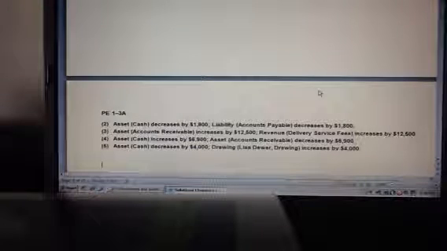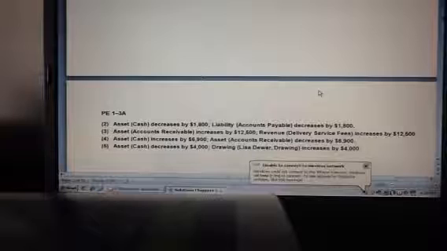Item 4, received cash from customers on account, $6,900. So you could tie this back in with part 3. Now we're collecting maybe part of that $12,500. We're collecting $6,900 of it on account, which means accounts receivable is going to go down by $6,900, and since we're collecting it, cash is going to go up by $6,900. And then the last one, we paid cash to the owner for personal use, $4,000.